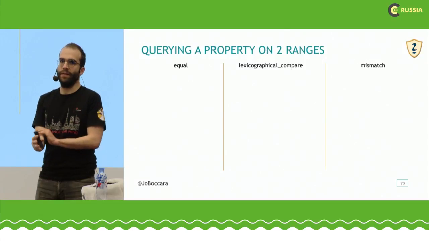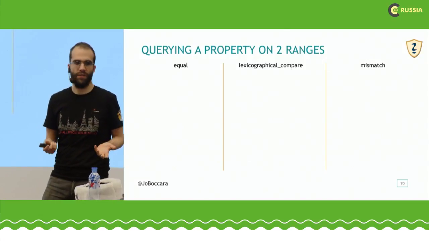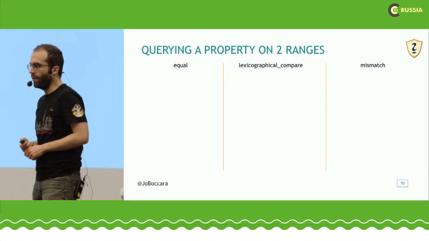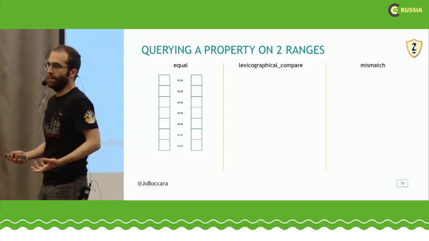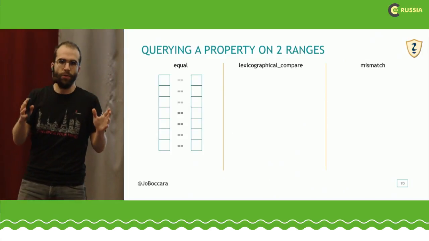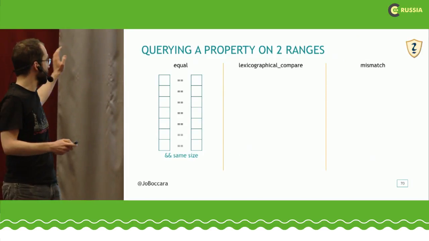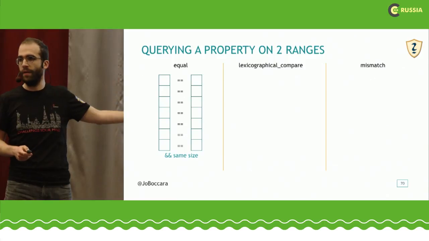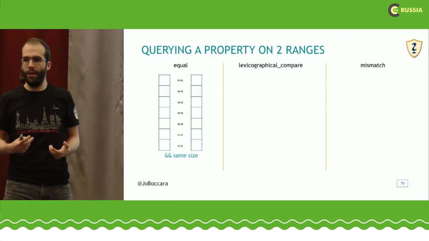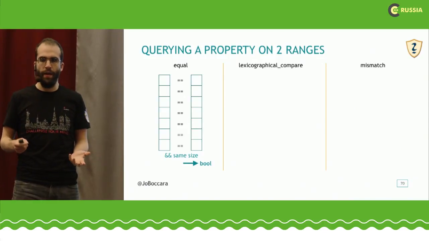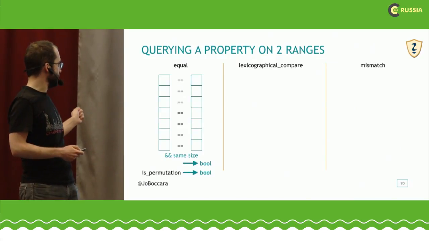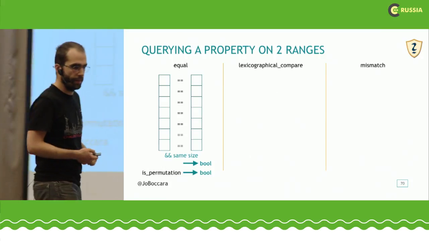Okay, now querying a property on 2 ranges at the same time, that consists in comparing ranges, essentially. So the easiest way to compare ranges is std equal. So std equal returns a Boolean that says if it's exactly the same contents. So exactly the same values and the same order and same size, right? Now, if you'd like to know if it's the same contents but not in the same order, maybe, that would be is permutation, also returning a Boolean.